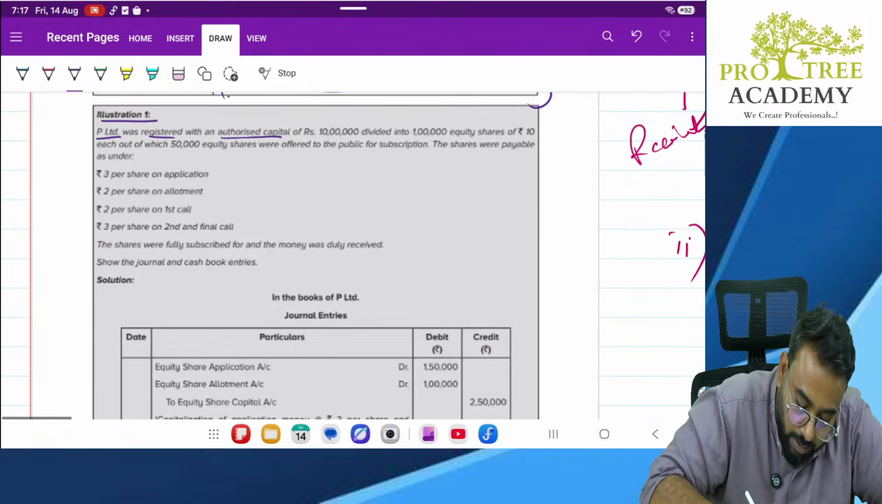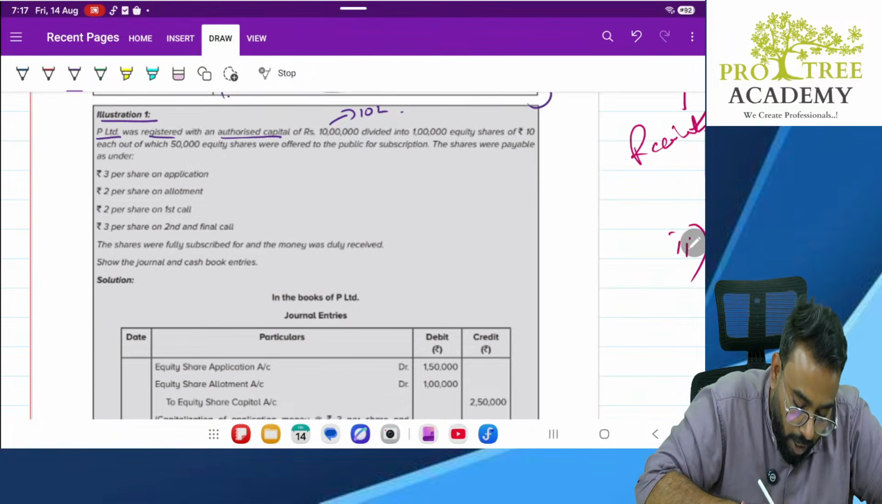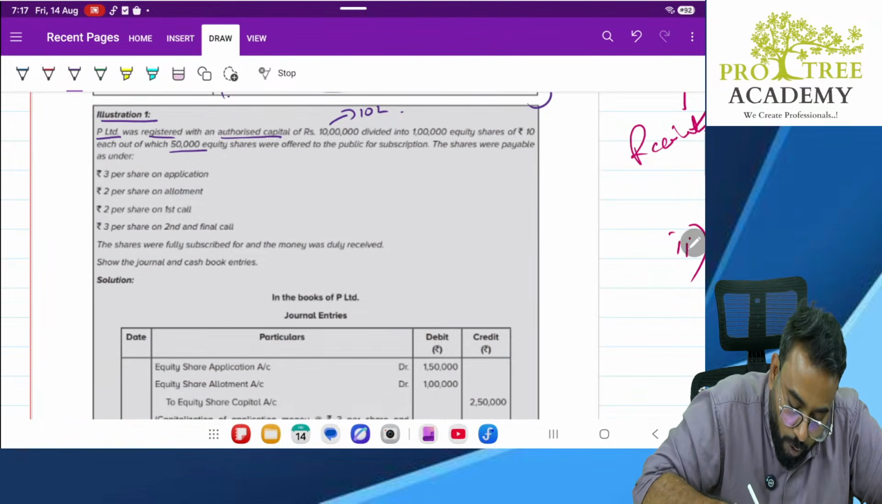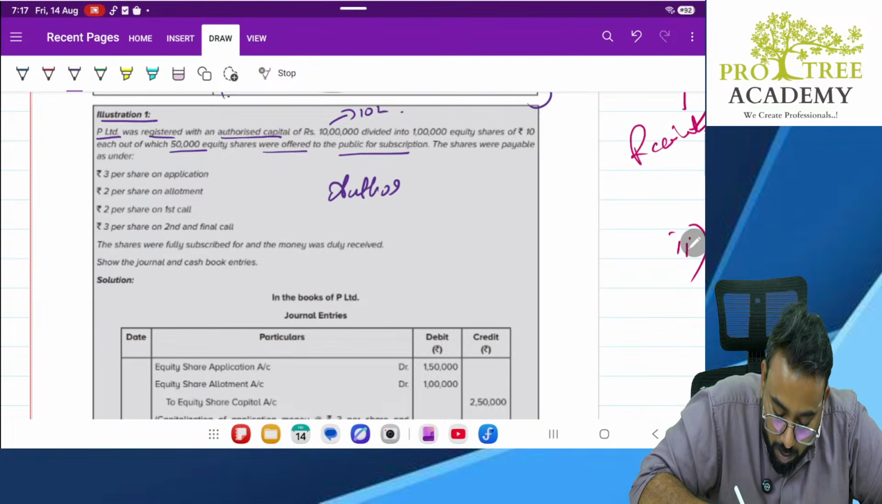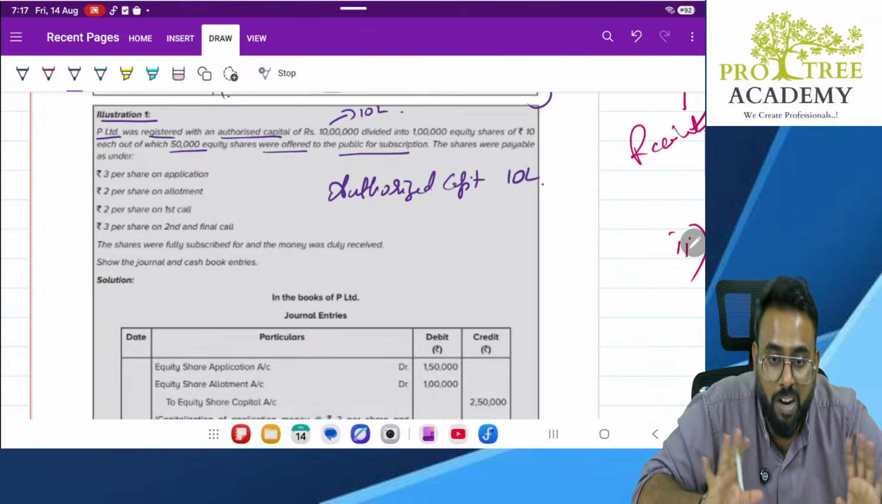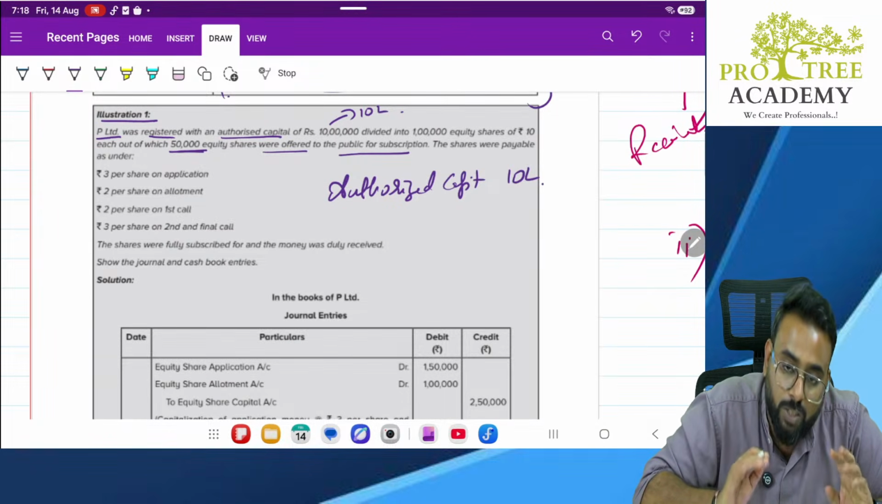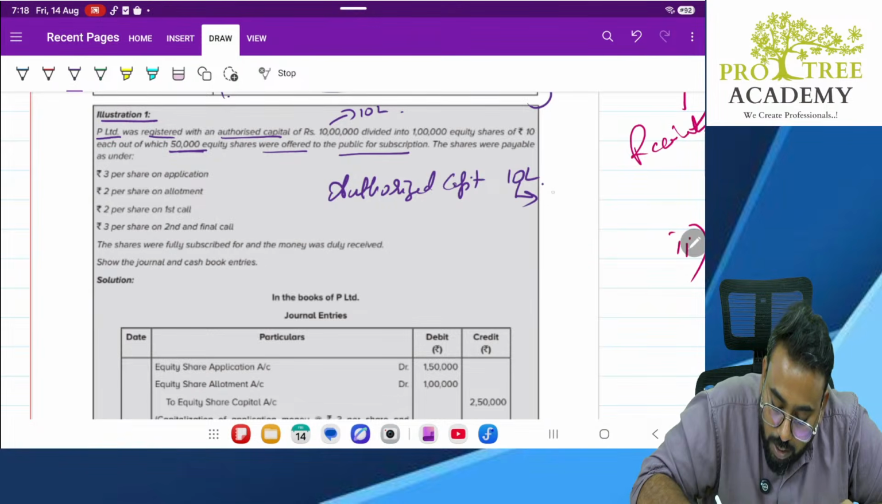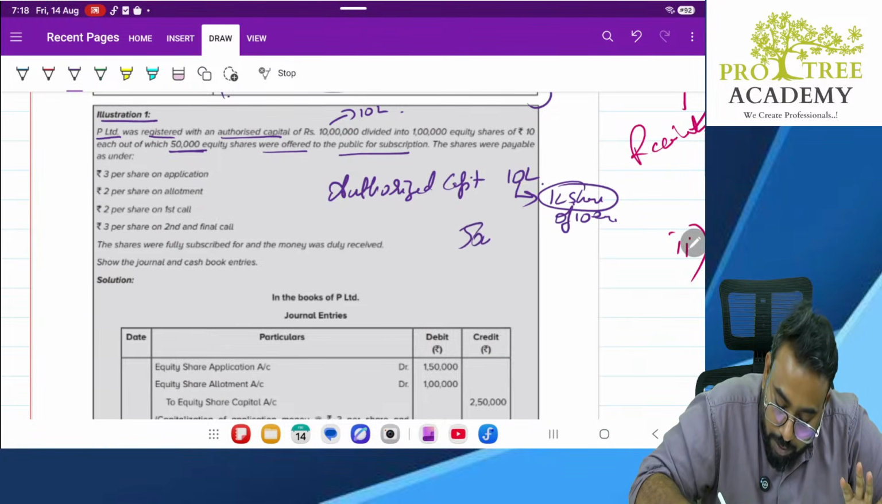Sorry, 10 lakhs. My mistake. 10 lakhs, divided into 1 lakh equity shares of 10 each, out of which 50,000 equity shares were offered to the public for subscription. That means the authorized capital is 10 lakhs, but they are not issuing the entire 10 lakhs in one shot. Rather, they are issuing only 50,000 equity shares. This 10 lakh is divided how, sir? 1 lakh shares of 10 rupees each. So instead of offering the entire 1 lakh, they are offering only 50,000.